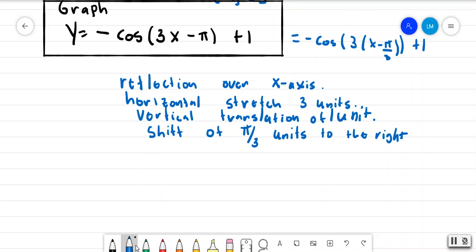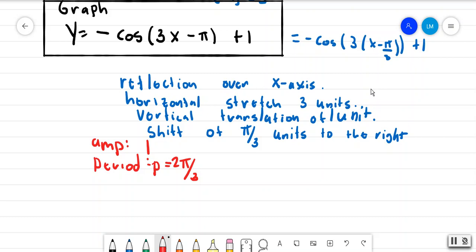So first off, I know that the amplitude is 1, so the amplitude is just 1. Now the period, this is where it gets a little interesting. The period is going to be 2 pi divided by 3. That's the period, but note that you're moving over by pi over 3 units.